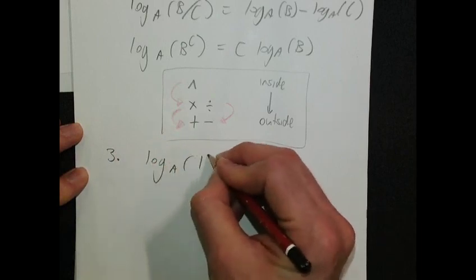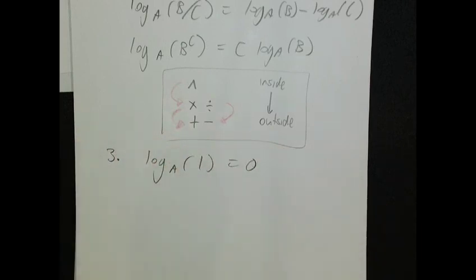Log anything of 1 is always 0. Because that's that starting point. You always start at 1 when you're multiplying and go 1 times 2 times 2 times 2 times 2.